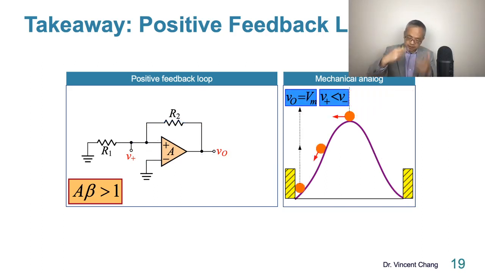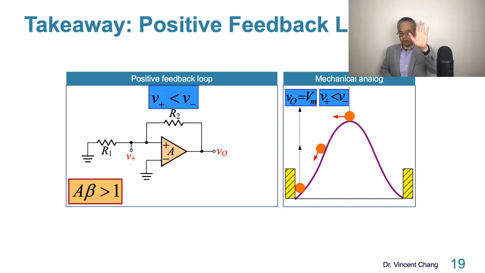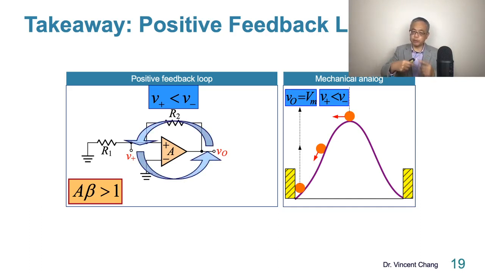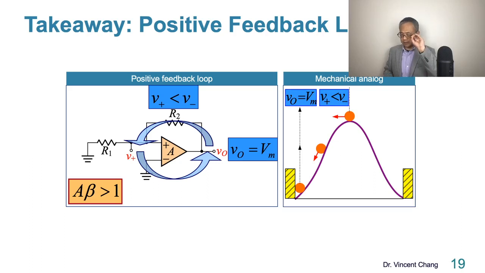So what about the other side? The other side is the analogy of V positive being less than V negative. V negative is higher than V positive. Then the ball will go to the other side of the hill, which is associated with the negative saturation voltage. Look at your left-hand side of the slide. If V positive is less than V negative, then again the regenerative process will be activated, forcing the output of the op-amp to reach the negative saturation voltage. Once this saturation voltage is reached, the system is stable.